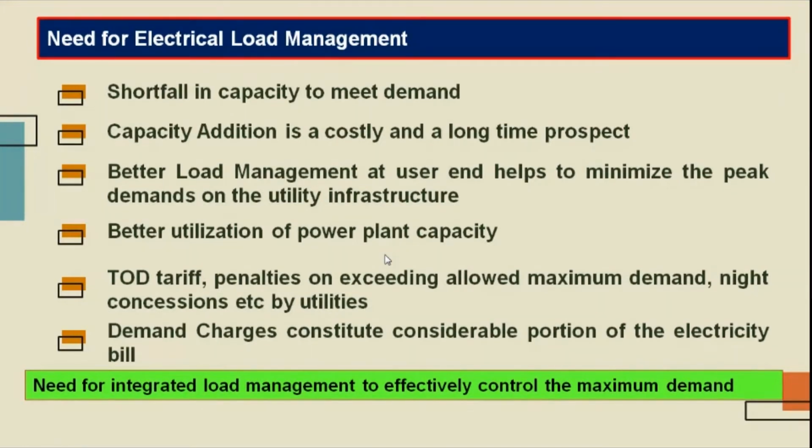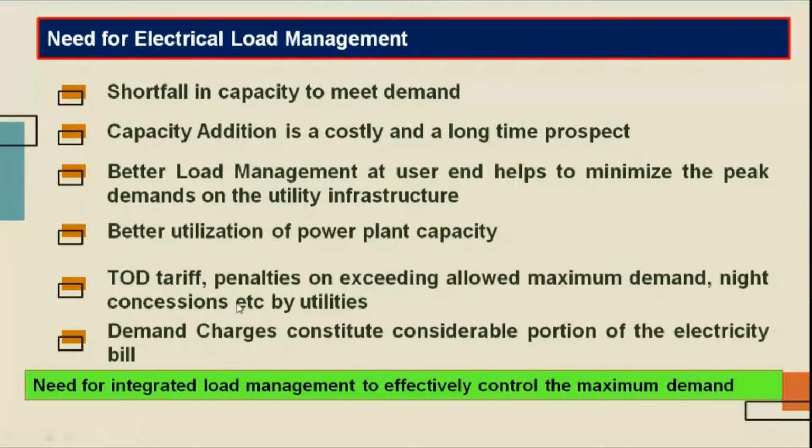Like if, say, the installed capacity of the plant is 100 megawatt, and the load connected to that particular plant is very less, about 60 megawatt or 70 megawatt. So what will that power plant do with the excess generation? That's why, in order to better utilize the power plant capacity, we have to optimize the load as well. That's why there is the need for electrical load management.